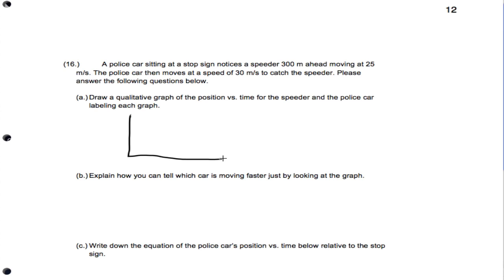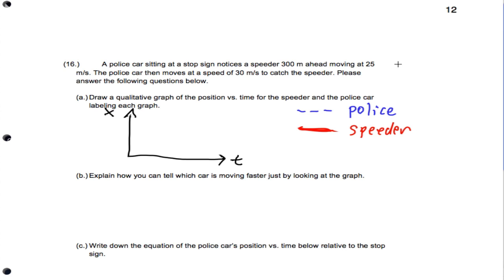So what are we saying? We have position versus time. I will draw the police car in blue. And just because some of you may print this in black and white, I will make the police car a dashed blue line. And I will make the speeder a solid red line.